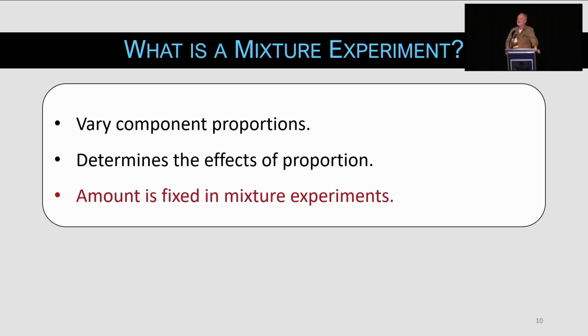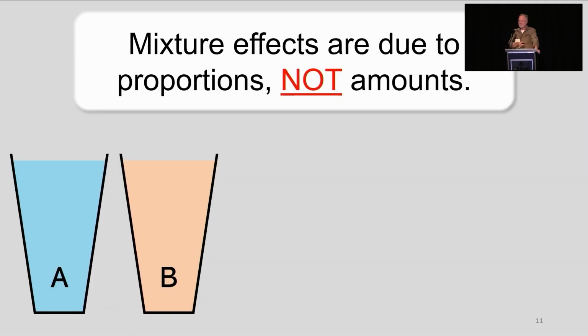Amount is fixed. So when you're varying the proportion, the amount will be fixed. Again, amount plays no role. So what does this look like?